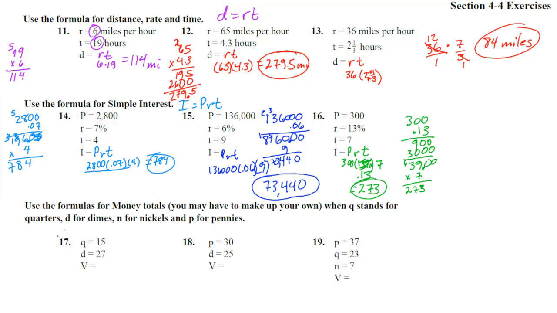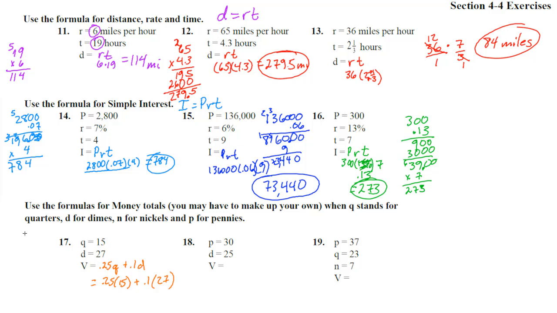Last section. So here it says use the formulas for money totals. So you may have to make up your own. So here we have quarters and dimes. So in this case, we're going to have 0.25, so 25 cents for every quarter plus 10 cents for every dime. So that's going to be 0.25 times 15 plus 0.1 times 27.